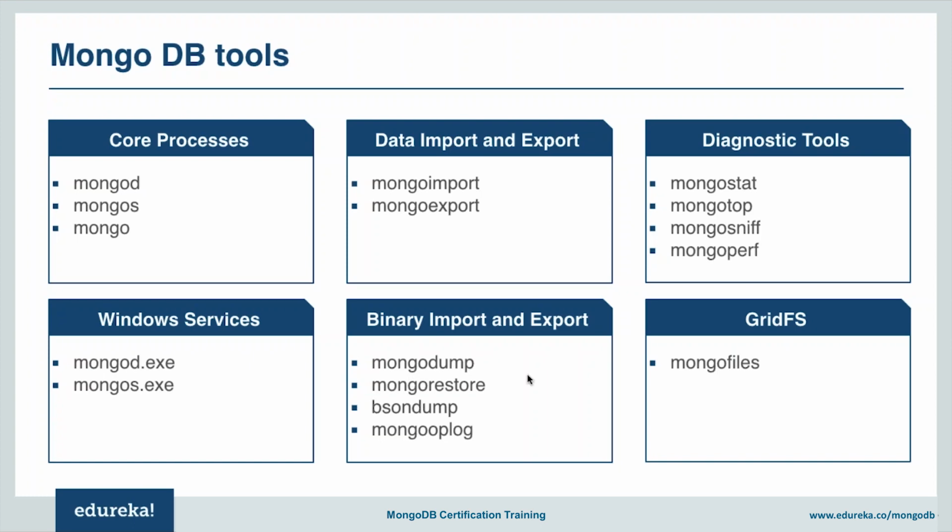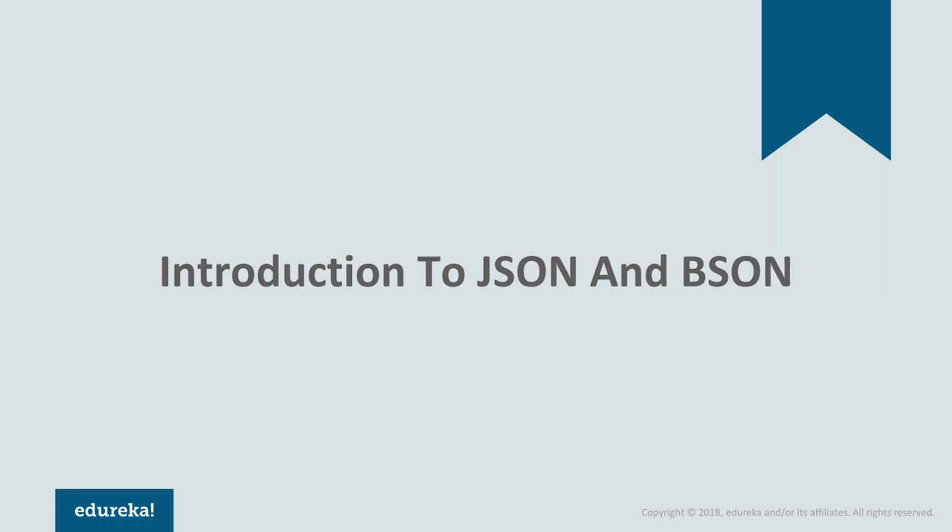All right, so for the Windows services, we primarily have MongoDB. This is the actual service, and MongoS. These are the background services. Then for the binary imports and exports, they're a little faster than the data imports and exports. So we can use Mongo dump, restore, bsondump, Mongooplog, or Mongo files. That's the grid files.